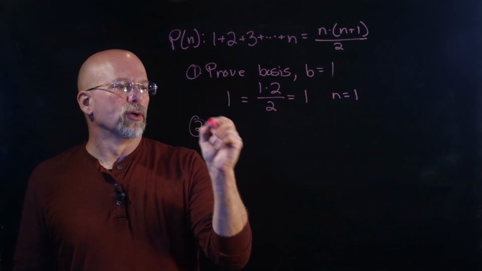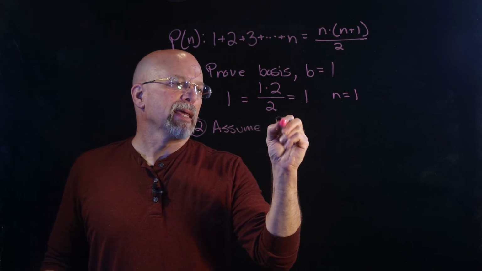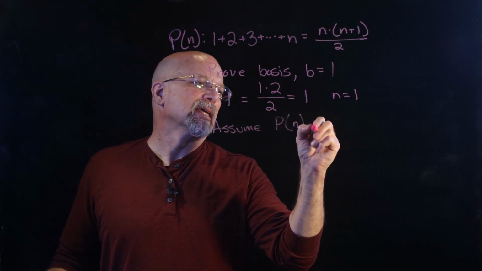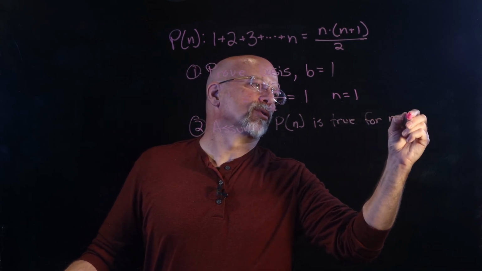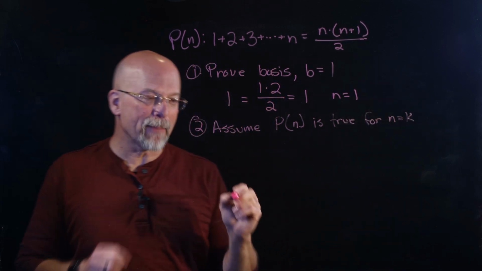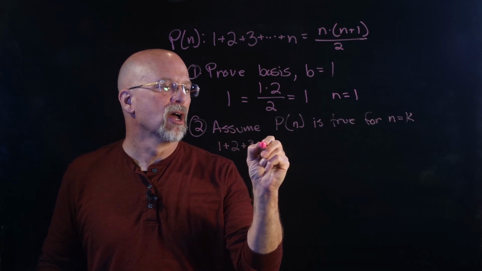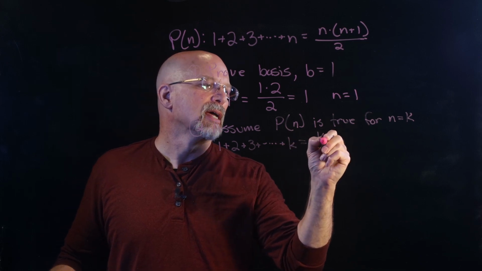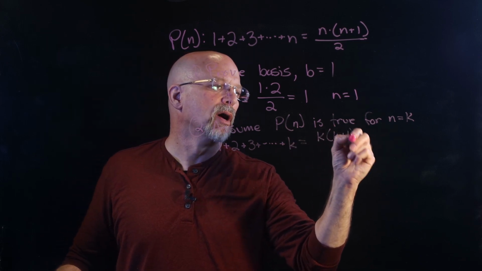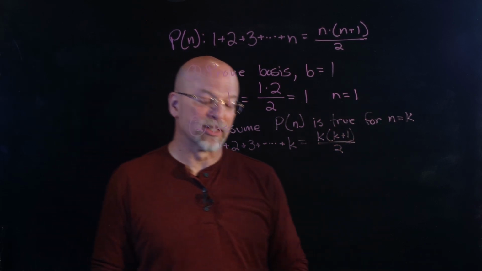Now, step 2 says, assume that P of n is true for n equals k, for some k. So what does that mean? That means that we're assuming that 1 plus 2 plus 3 all the way up to plus k is equal to k times k plus 1 divided by 2. We're just saying, let's assume that that is true.